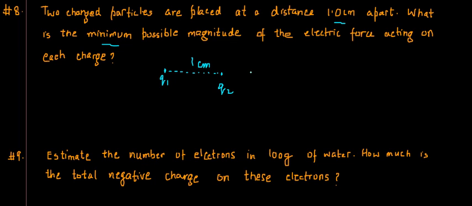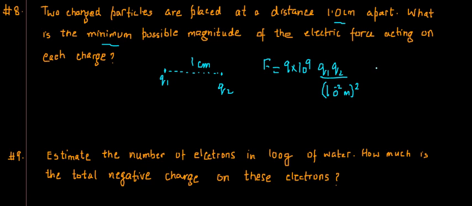Let us assume Q1 and Q2 are the two charged particles, and the separation between them is given equal to 1 centimeter. Then the electrostatic force between these two charged particles is simply 9 into 10 to the power of 9 Q1 Q2 divided by 1 centimeter square, that is 10 to the power of minus 2 meters square. Now, since the distance is given and the constant is there, the force only depends on the magnitude of the two charges. If the two charges are minimum, then the force is minimum.